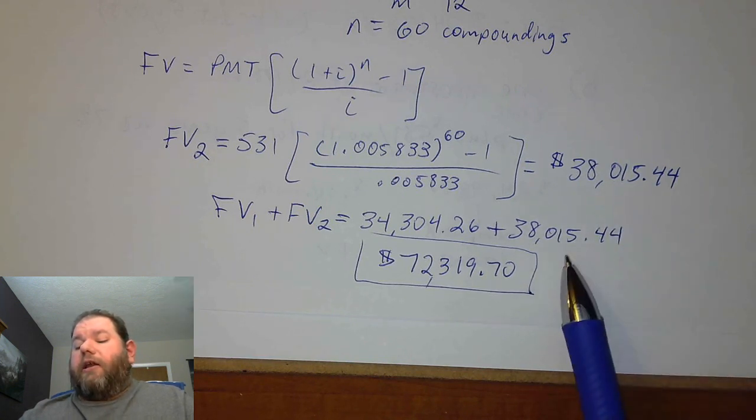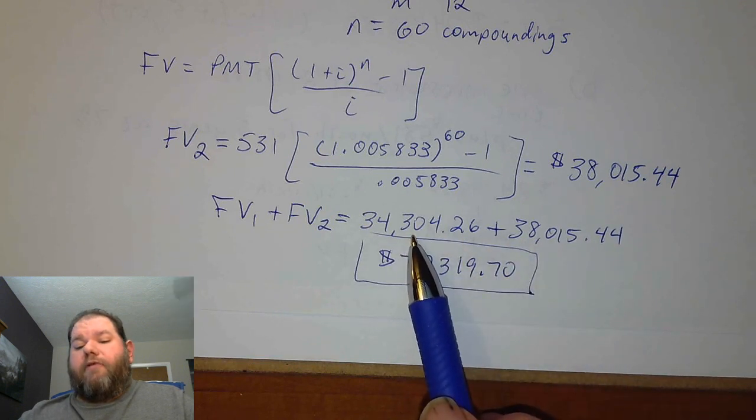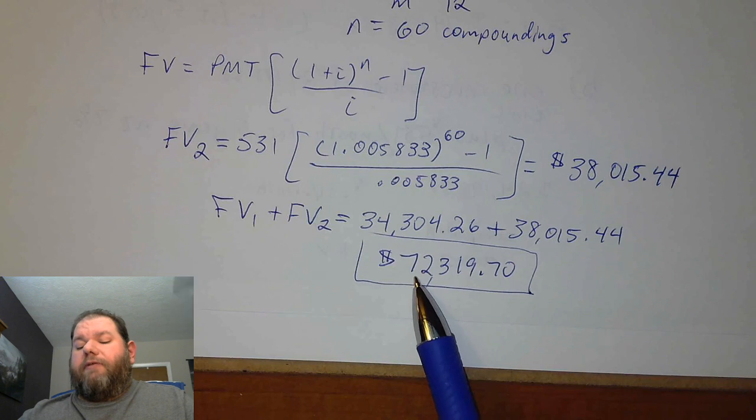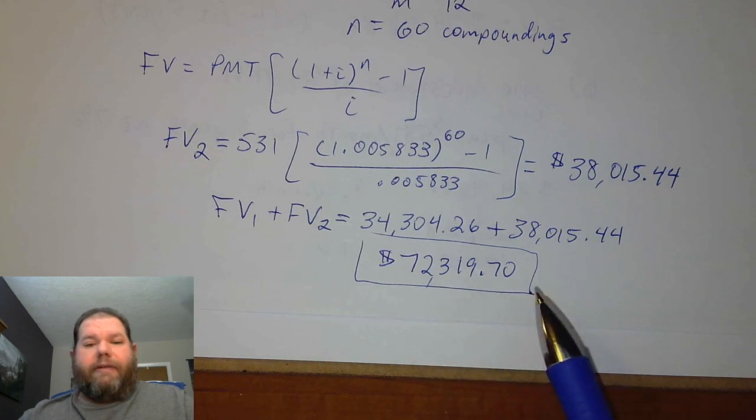$38,015.44. And so we add that to the money that we had from our one-time investment being compounded for 5 years, which gave us an ending account total of $72,319.70.